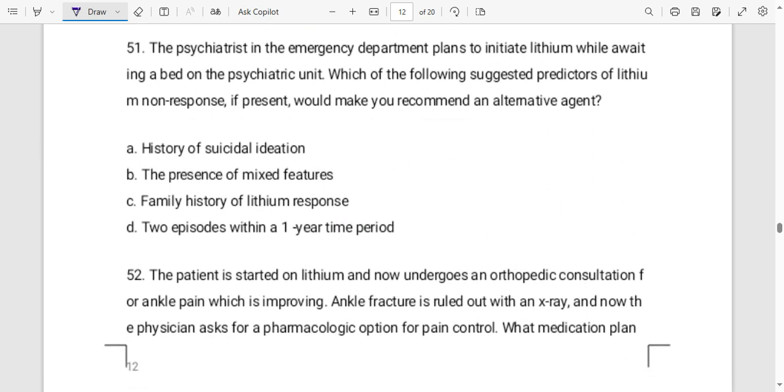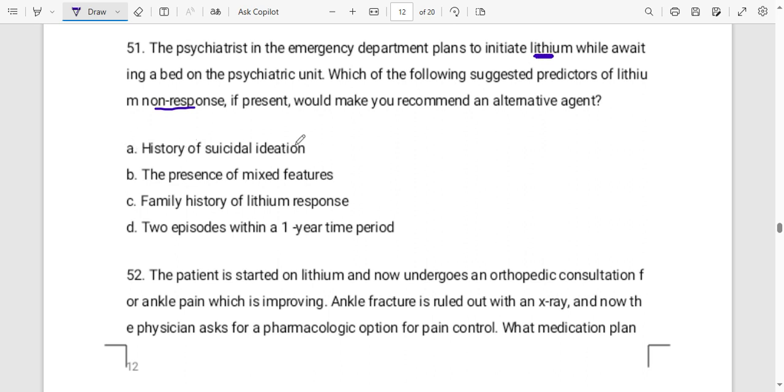Pharmacology now, neuropharmacology. The psychiatrist in the emergency department plans to initiate lithium while awaiting a bed on the psychiatric unit. Which of the following is a suggested predictor of lithium non-response? Remember non-response: if present, it would make you recommend an alternative agent. If it's present, you are not going to use lithium. Instead, you use an alternative.